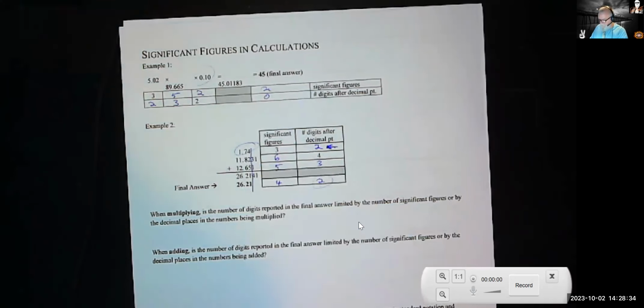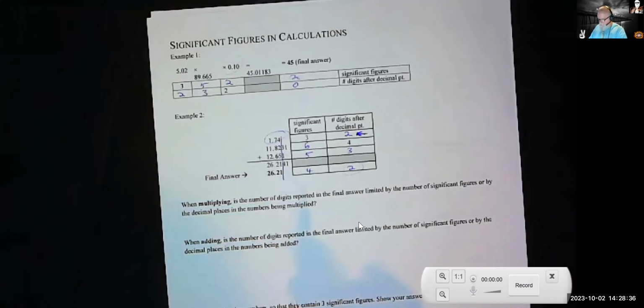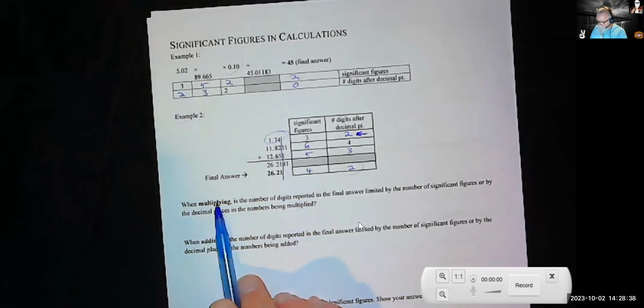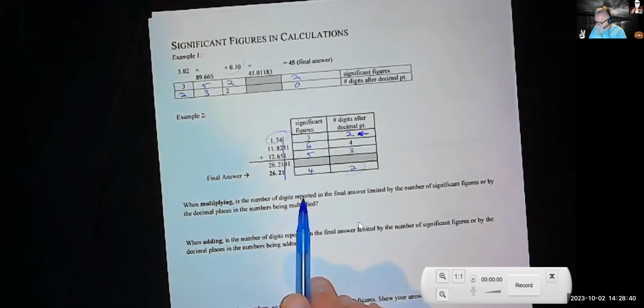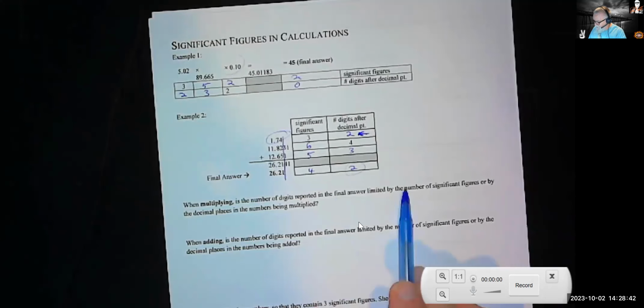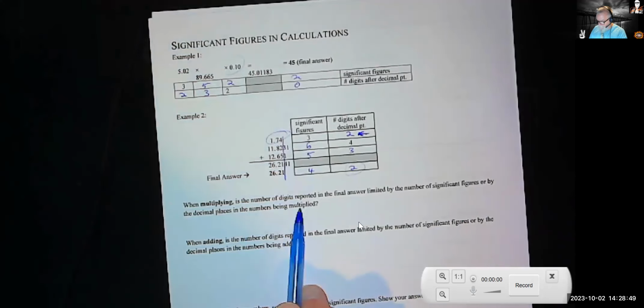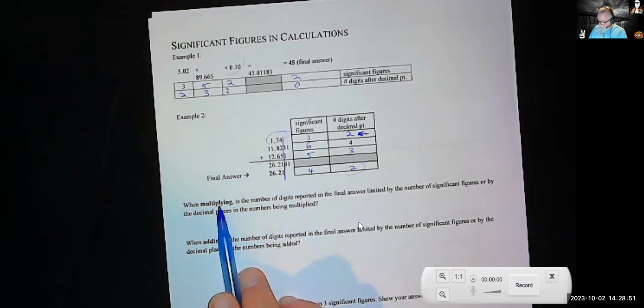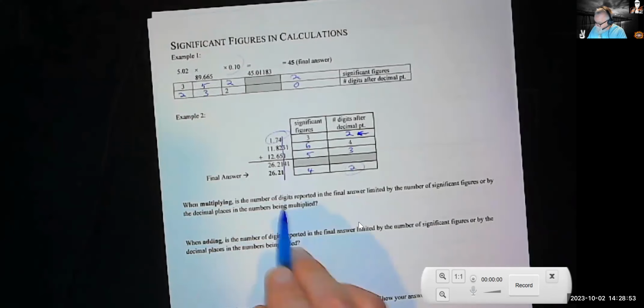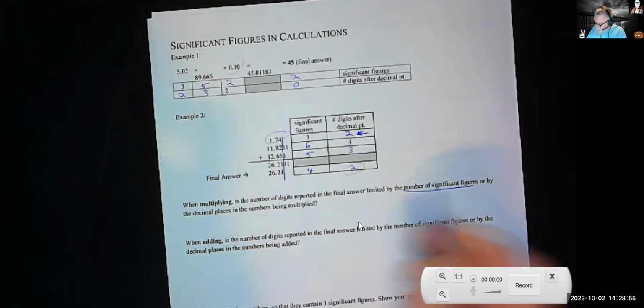All right. Okay, so let's just kind of think about that a little bit. When multiplying, is the number of digits reported in the final answer limited by the number of significant figures or by the decimal places in the numbers being multiplied? For multiplication and division, it's based off of the number of significant figures, okay?